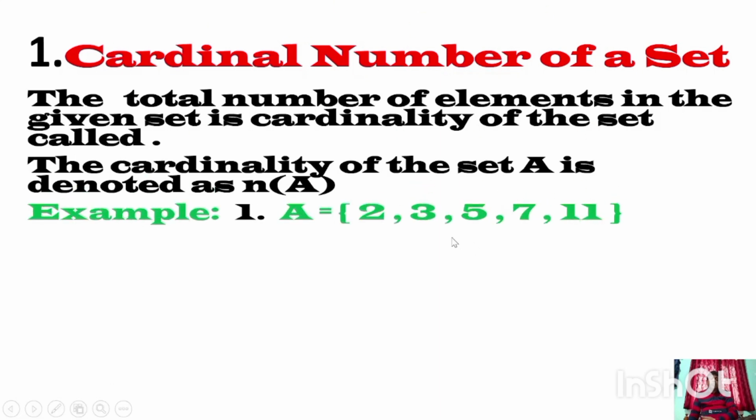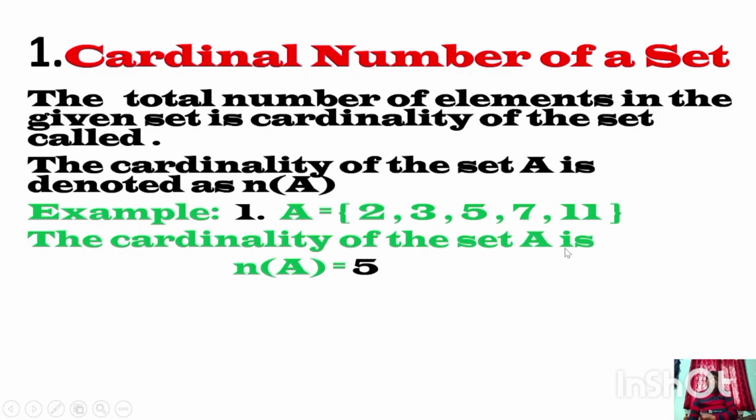Suppose, for example, the set A contains the elements 2, 3, 5, 7, 11. So the cardinality of the set A, the total number of elements of the set A, is n of A is 5. Very simple concept. So how many elements a set contains is known as the cardinality of the set, the cardinal number of the set.